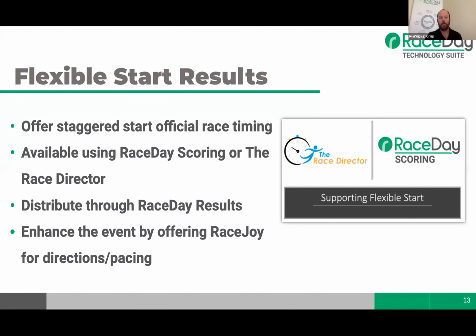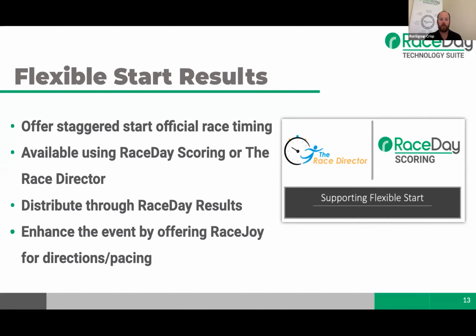And then from here, we're gonna go into flexible start results. And this is offered for official race timing through both RaceDay Scoring and Race Director. And one other thing to think about is when you're doing an actual race, especially a hybrid event, consider also turning on RaceJoy with the courses set up, not to accept results, but it's a great way to allow for athletes to know the course.